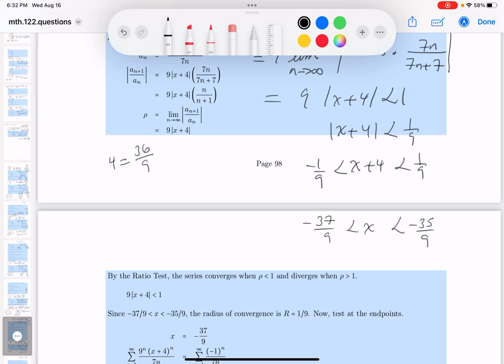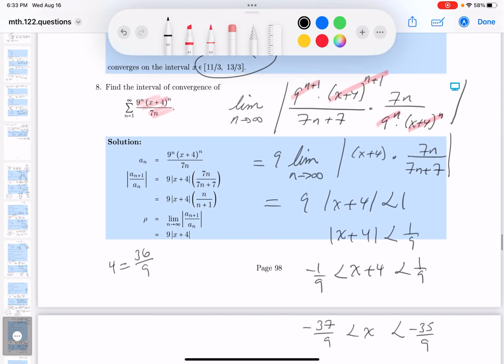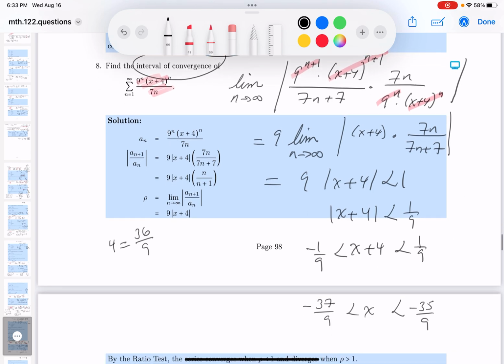Now, I want to go back and read the question to you. It wants the interval. And so that's really an onus on me now to test those endpoints out. I got to test the endpoints out. And let's do one at a time. Let's try x equals minus 37/9.